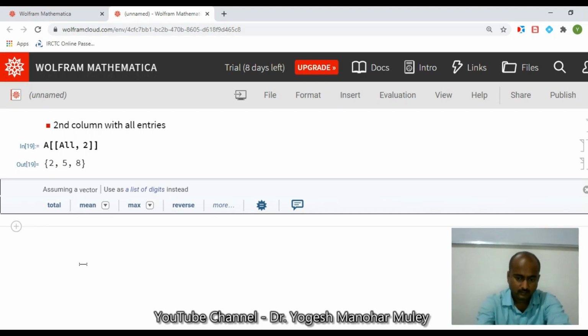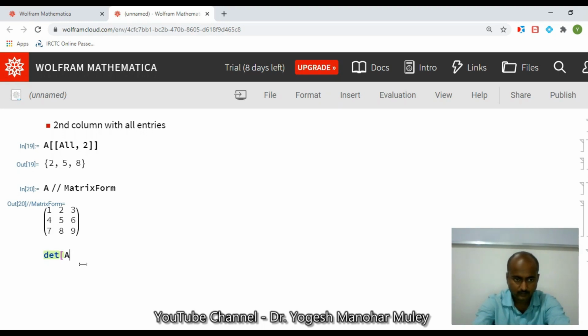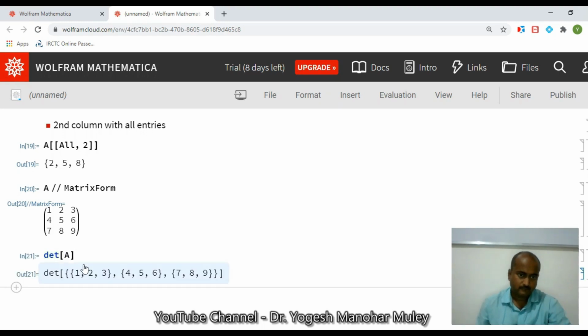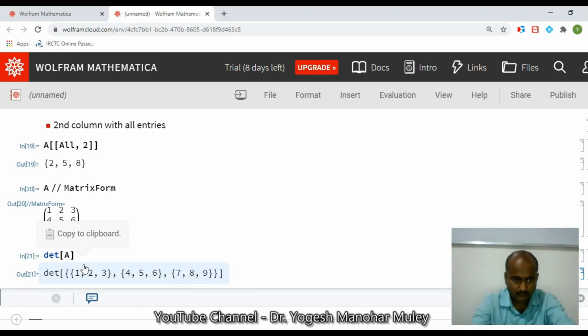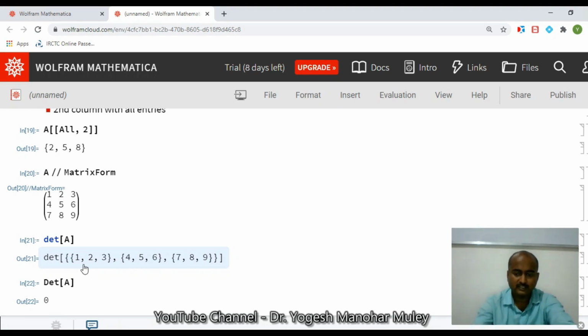Now we want to find the inverse of matrix A. So this is our A. We'll check whether the matrix is singular or non-singular. For that we must put capital Det of A. So this is a singular matrix. So for this we'll require non-singular matrix entries.